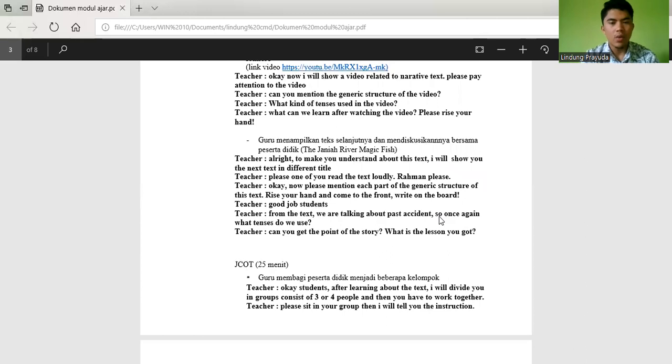Okay, here are some of the questions. Can you get the point of the story? And what is the lesson you got? That is the modeling of the text. After the students and teacher do some activities like watching the video or reading a text, it is hoped that they will understand more about the narrative text, especially folklore.